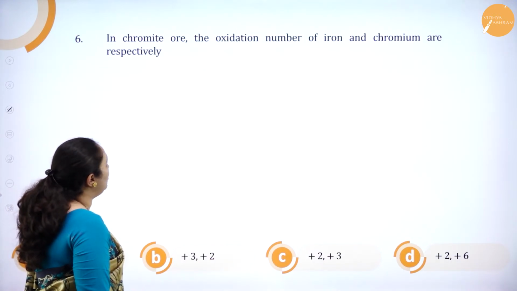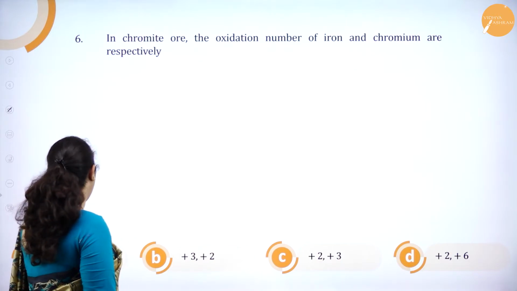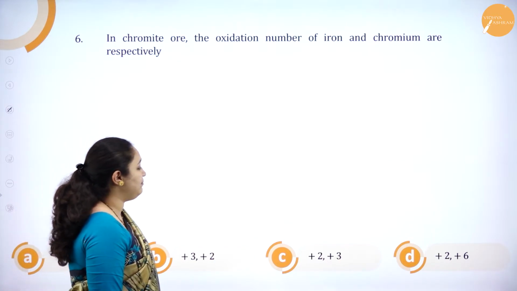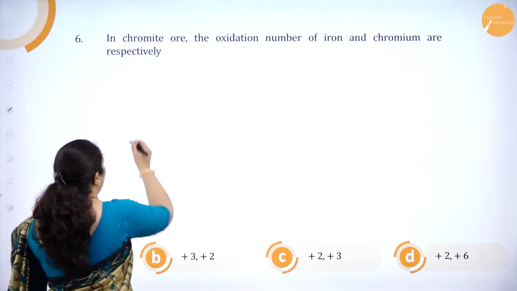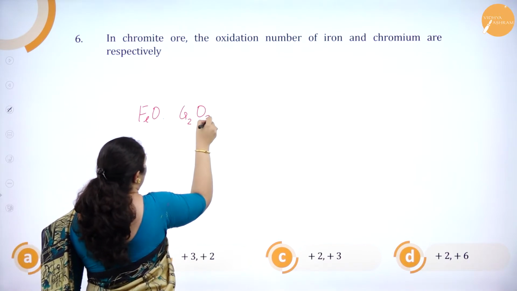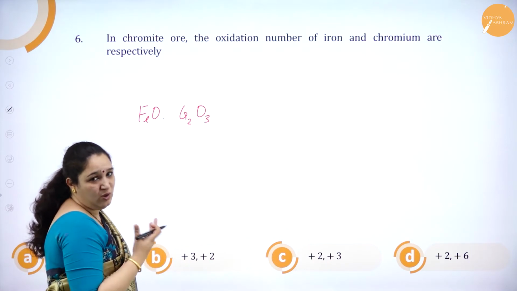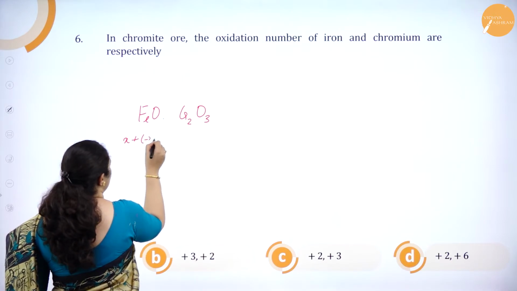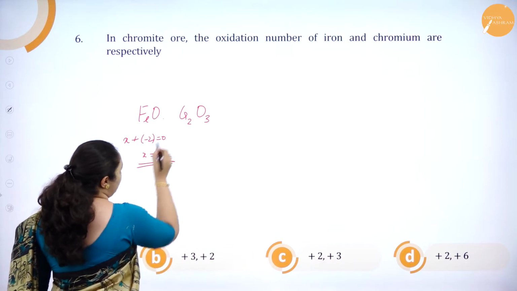In chromite ore, the oxidation numbers of iron and chromium are respectively +3 and +6, +3 and +2, +2 and +3, +2 and +6. Chromite ore contains FeO.Cr2O3, or we will write it as FeCr2O4 also. But in this, x plus minus 2 is equal to 0, x is equal to +2. So for iron it is the +2 state.